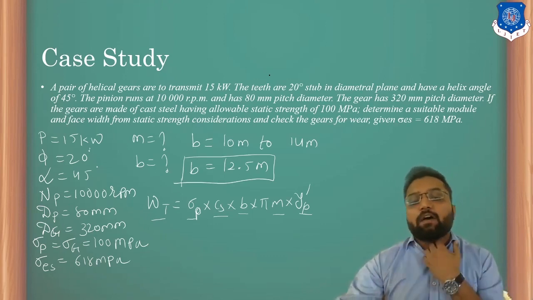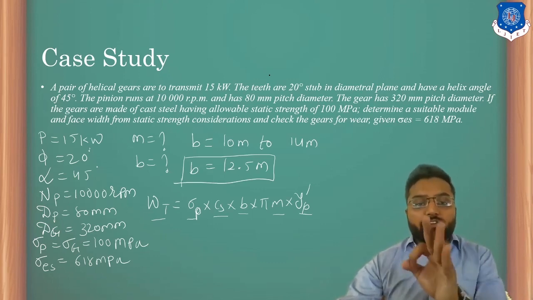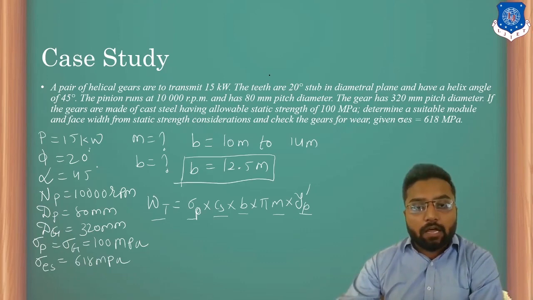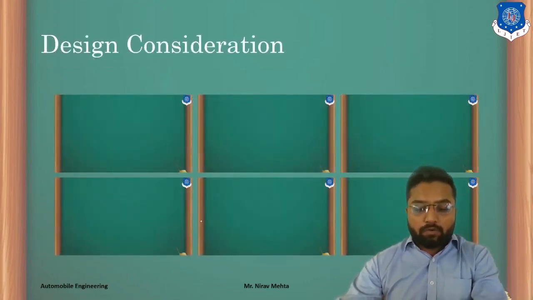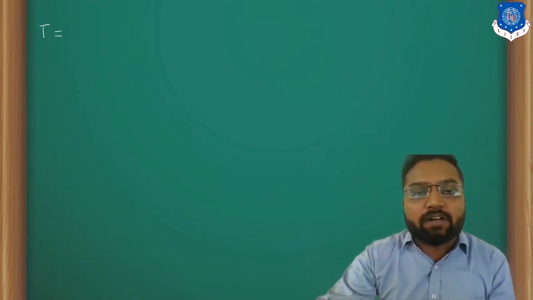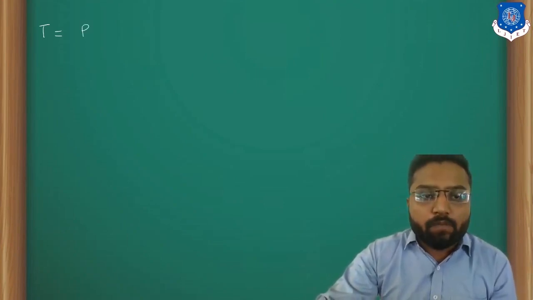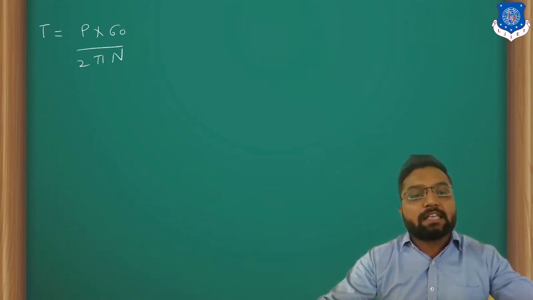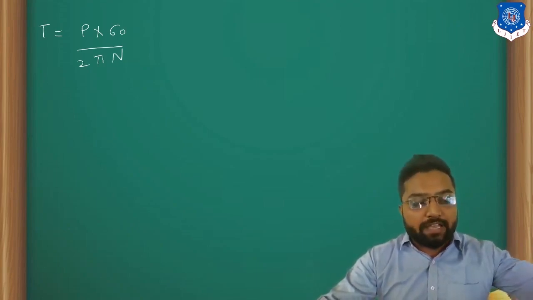Now, how to find this WT here? We can find WT depending on our transmission of power. How? Because transmission of power will give us a torque. Now, let's discuss the relationship between power and torque. You know that power is equal to 2 pi NT by 60. So torque will be power into 60 divided by 2 pi N. Clear? So all we have is the power, so we can find this torque.